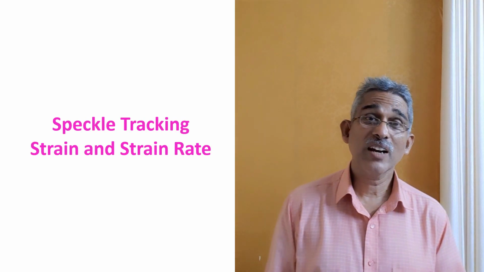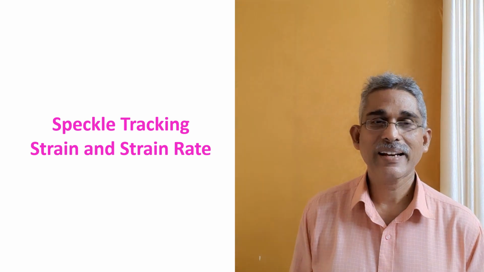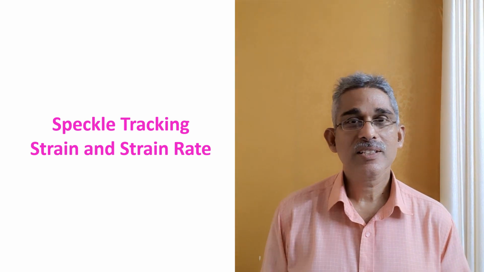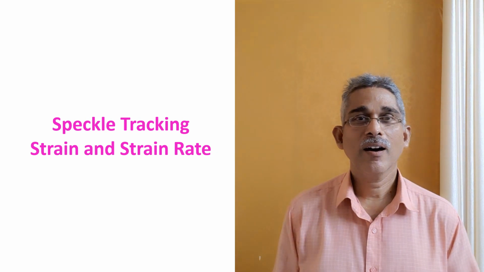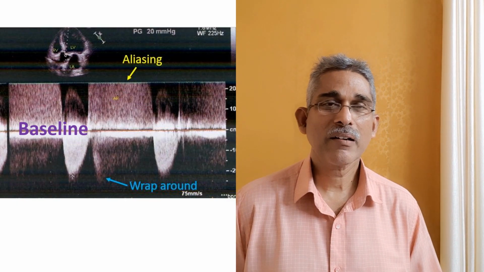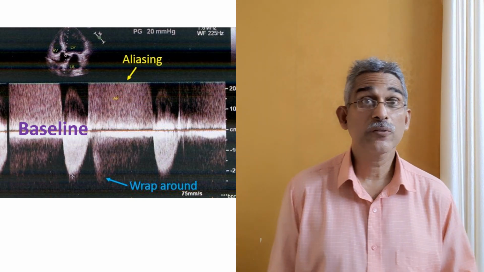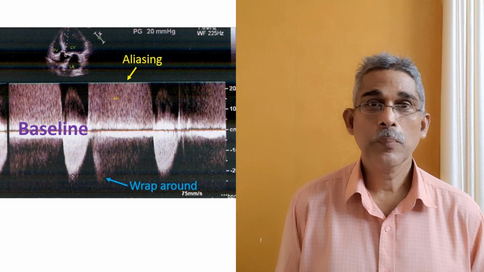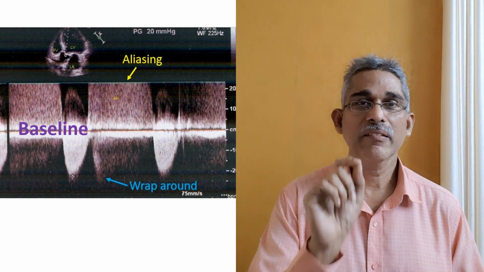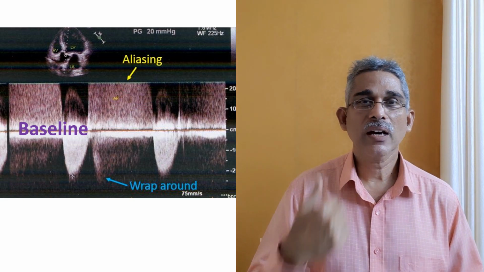Then there are still more advanced modes like speckle tracking, strain imaging, strain rate imaging. All those things I will not be discussing now. In Doppler echocardiography, there are three different modes. One is pulsed wave Doppler. Different pulses are given out and the echoes are received.